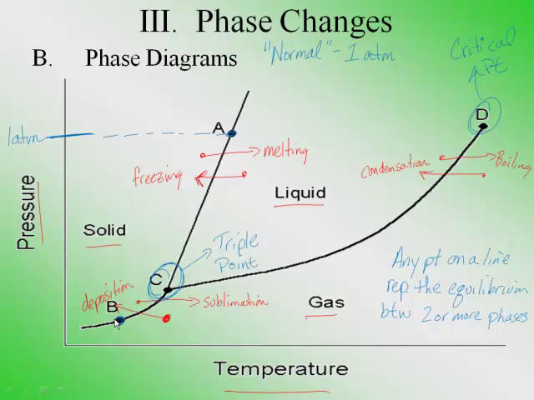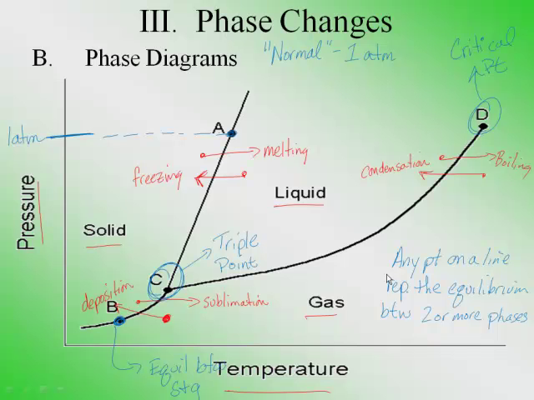So for example, point B down here represents the equilibrium between solid and gas. Now, what does equilibrium mean? Equilibrium does not mean the same amount. Equilibrium means the same amount changing phase. So I have exactly the same amount of solid turning into gas as I do gas turning into solid if I'm at point B. Okay? There may be a lot more solid than gas at that point, but the exact same number of molecules that are changing phase are the same. Okay? So these are the things that are associated with my phase diagram.